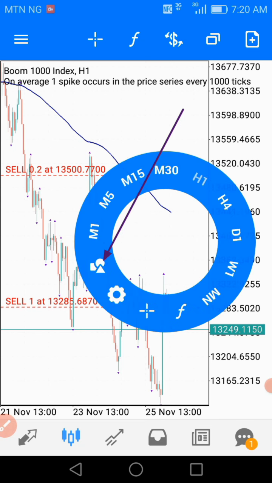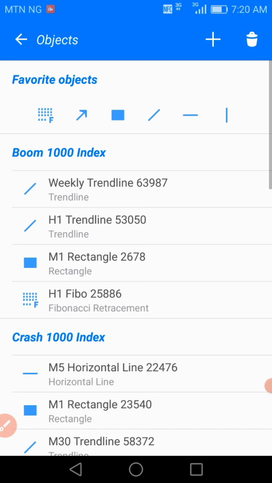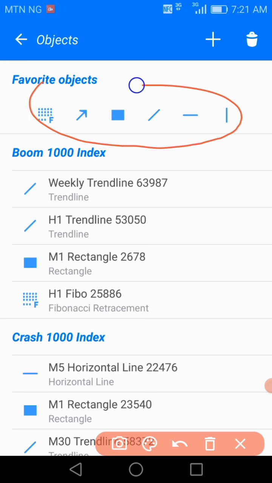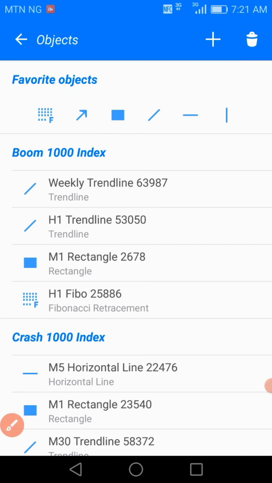Now let me quickly give you the setting. Let's go, click here, and then you click on this place. Okay, then you pick. Now if you go to your objects and you want to pick your Fibonacci, you might not really have it here. So what you are going to do is click on this plus sign. You click on this. Now this is the Fibonacci. When you click on it, let's just do that.